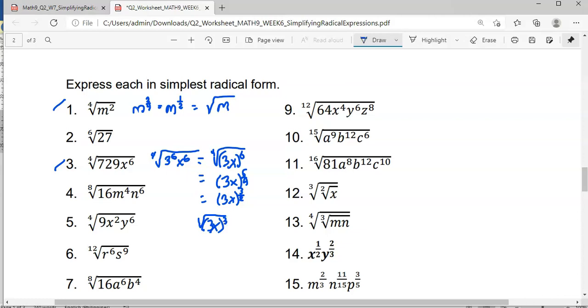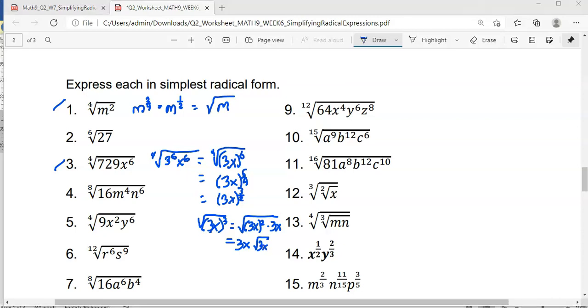Yan, so kung papansinin nyo, parang mas mataas ang exponent ng nasa loob ng nasa labas. So pwede natin pa yung i-simplify. So magiging square root of quantity 3x squared times 3x. Okay? Then i-simplify nyo na. So ilabas natin yung square root ng 3x squared sa magiging 3x times the square root of 3x.